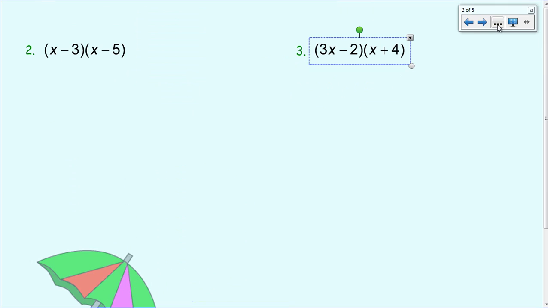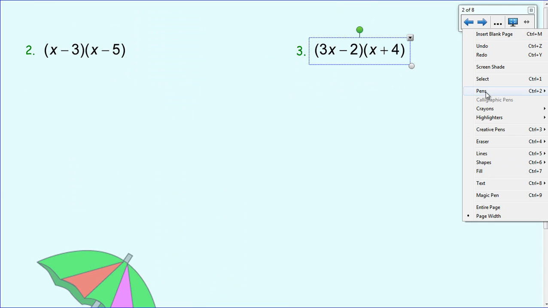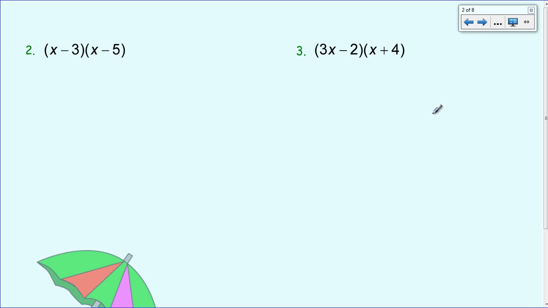So let's try a few more problems. There are 2 ways actually to do these algebraically. One is the double distributive property like I just showed you, and then one is something called the box. It's the box method, and everybody feels a different way about this.